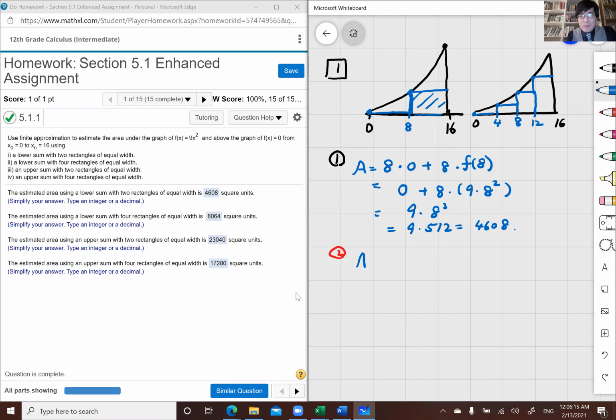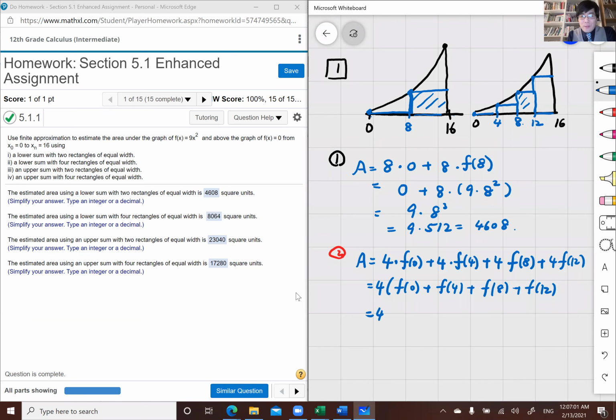Now, the area is going to be the sum of 4 rectangles. The first one is 4 times f of 0, plus length of 4 times the height at x = 4, plus this one, length 4 and height f of 8. And again, from 12 to 16, it's 4 times f of 12. You can factor 4 out to find just the sum of f of 0 plus f of 4 plus f of 8 plus f of 12.